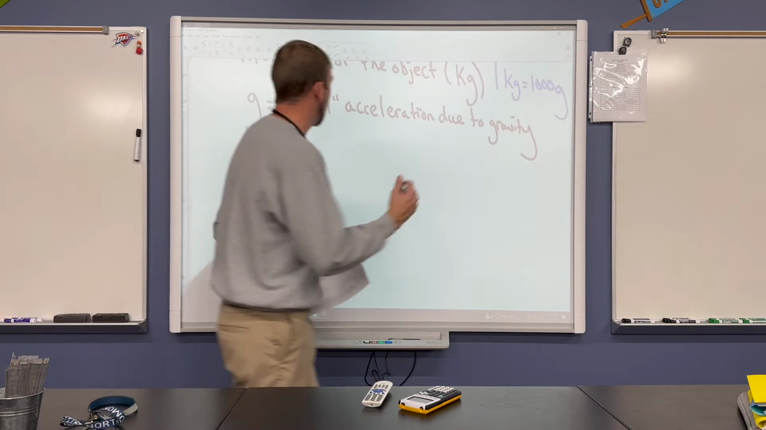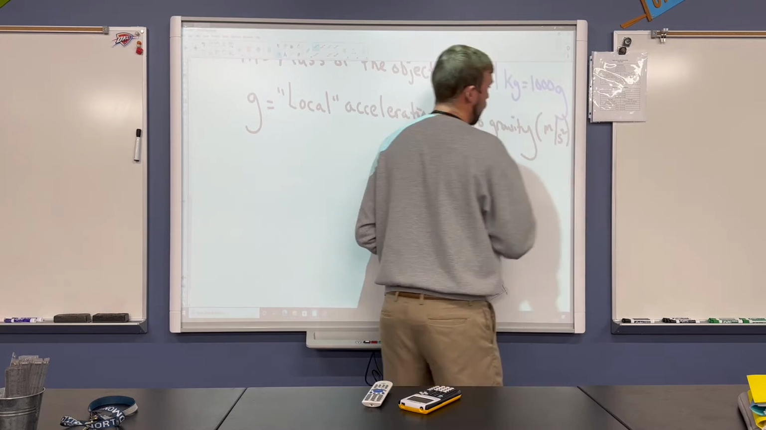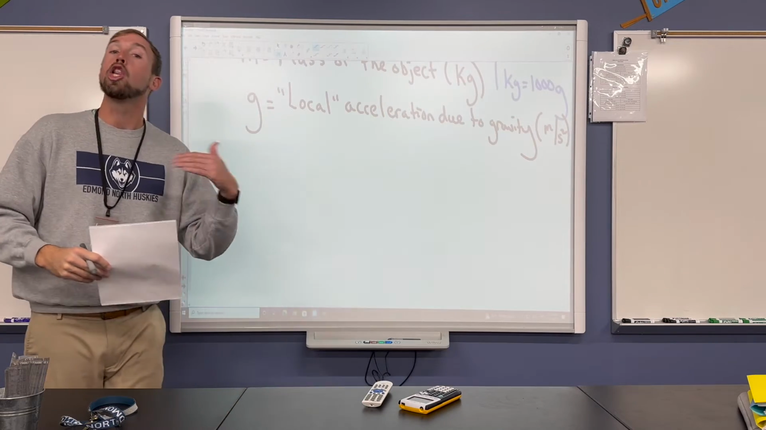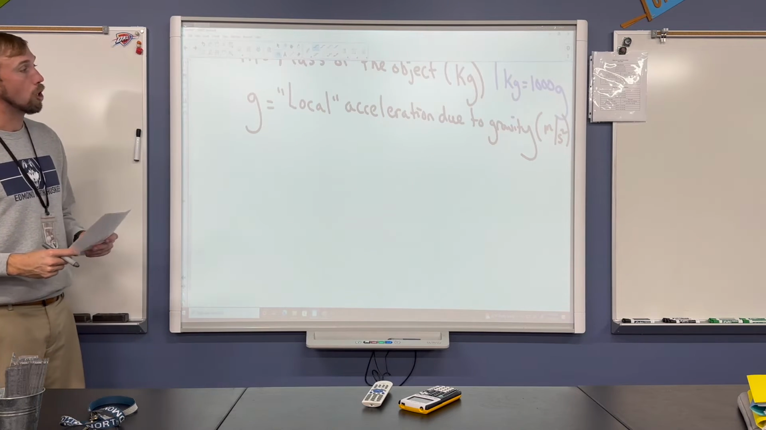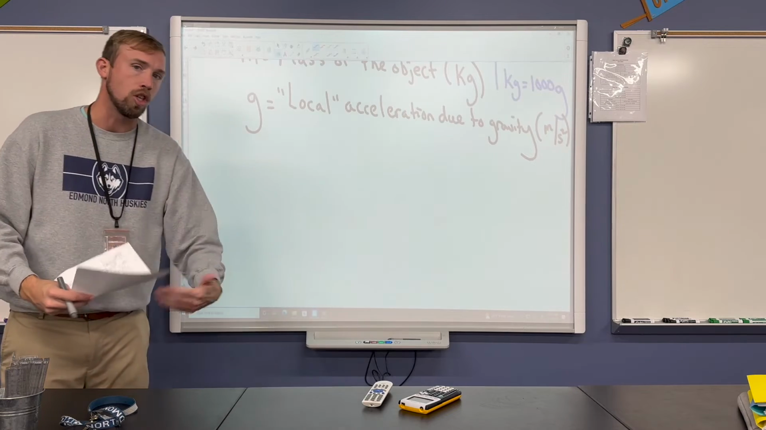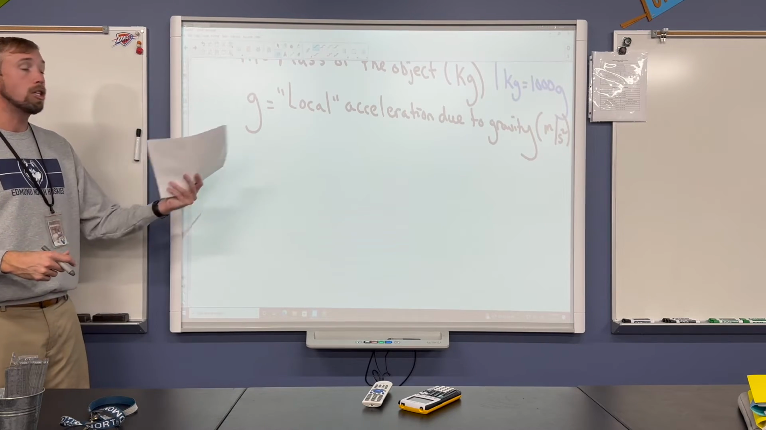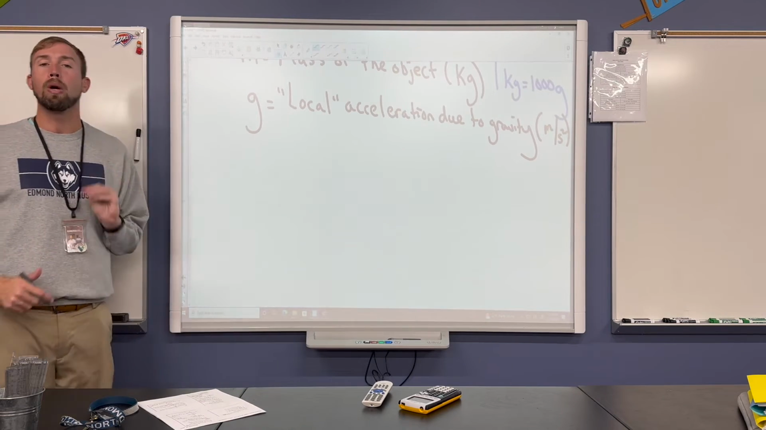Now, as that is an acceleration, our unit there is meters per second squared. Okay? So little g, what we call local acceleration due to gravity, is an acceleration. It's the acceleration gravity causes objects to have. Now, the reason it's called local is because that term can change based on where we are in the universe.